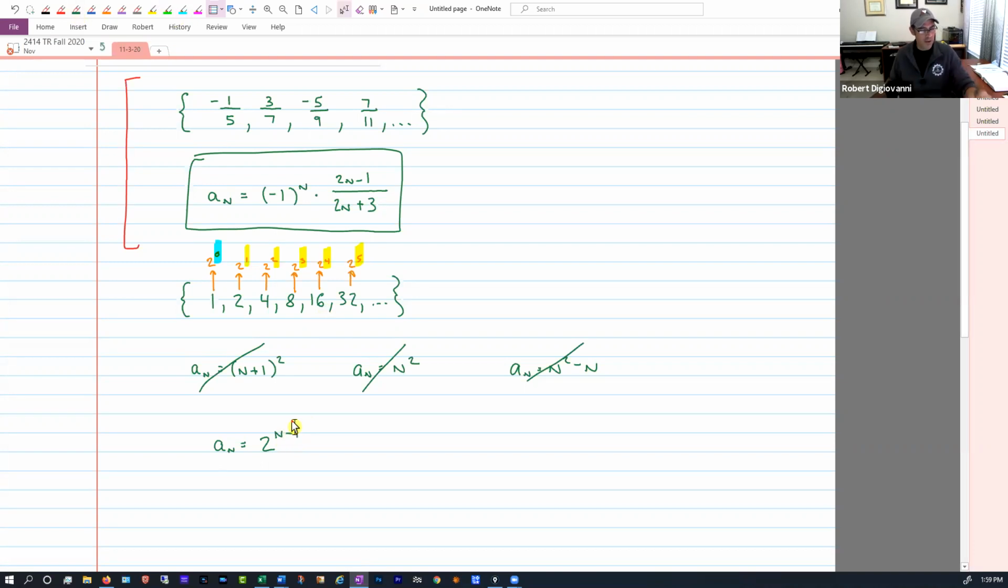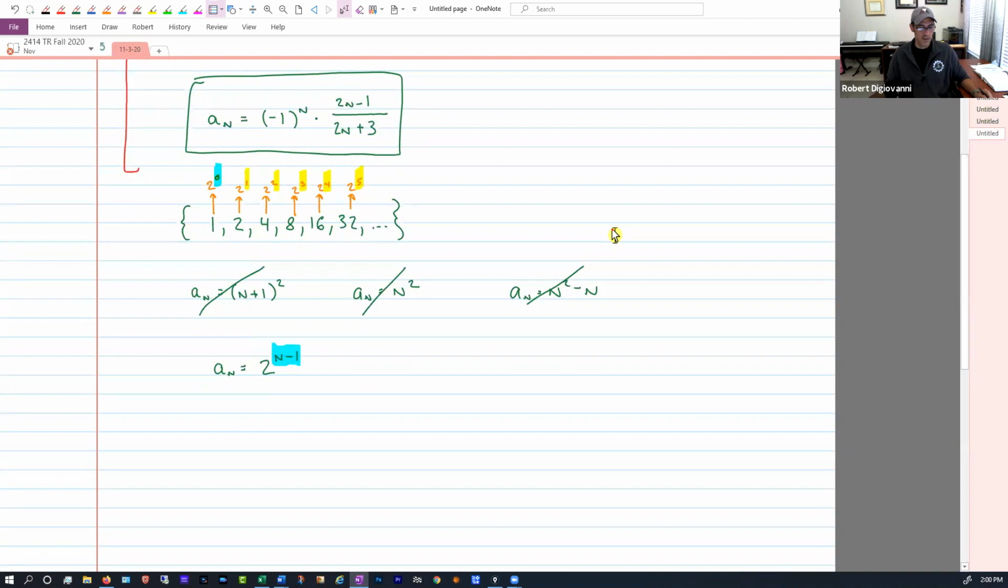So n minus 1, if you look at that n minus 1 up there, n minus 1 by itself creates the sequence 0, 1, 2, 3, 4, 5, 6, right? And then we're using that as a power on 2 to create the sequence we're looking at. Does that make sense? So there's your first example of one that is not an odd-even switch. This is something different. All right, let's do another one.